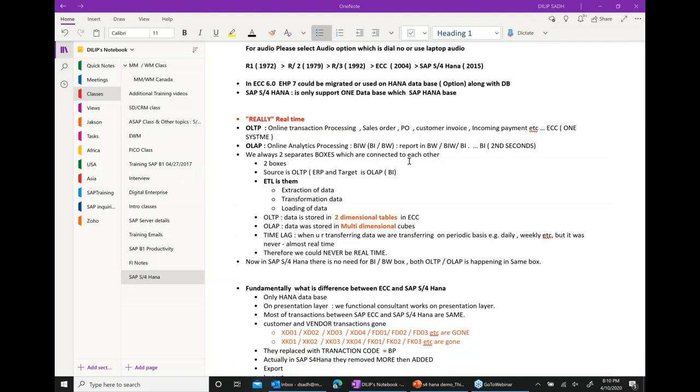Now, that is one of the biggest architectural changes, because now OLAP and OLTP can both be in one box. They don't need to be in two different boxes.